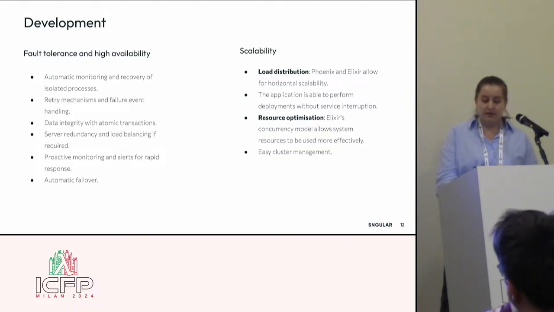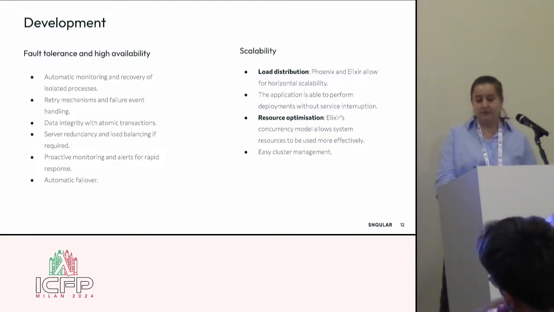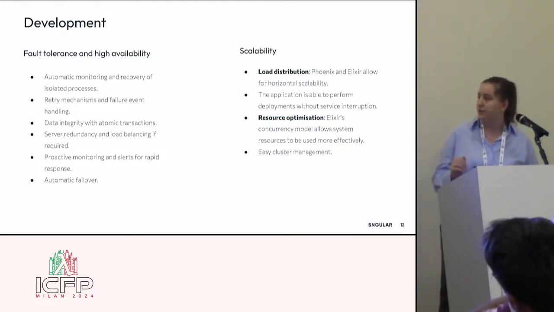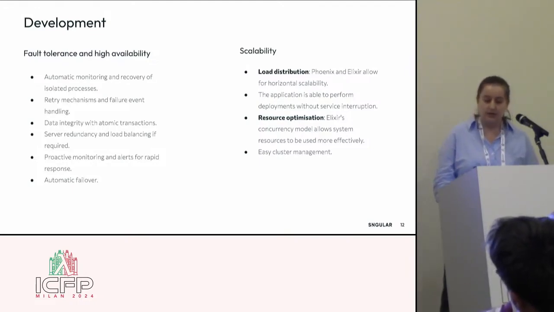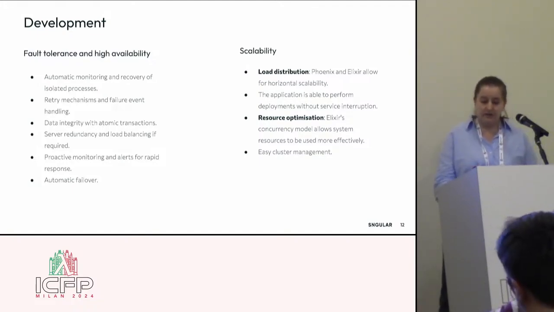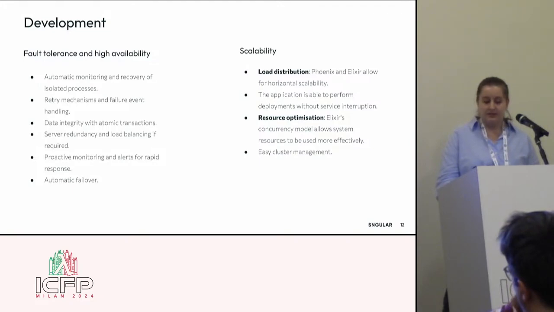Also, scalability: it's really easy to distribute the load of the application. We can scale the application horizontally and vertically. And Elixir's concurrency model allows the system resources to be used more effectively, which is really important in this case. Also, if we have a cluster, it's easier to manage.